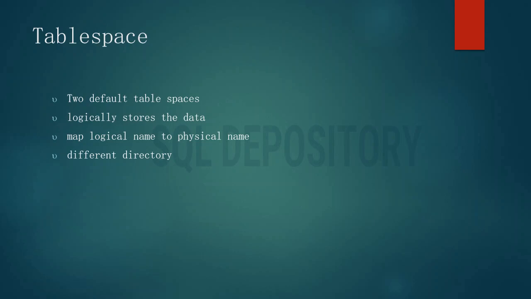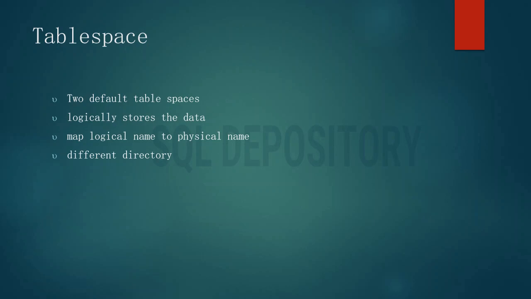In this module, we will talk about tablespace. There are two default tablespaces, which are pg_global and pg_default. The tablespace stores the data logically and it maps the logical name with the physical name. And you can use a different directory for a tablespace.